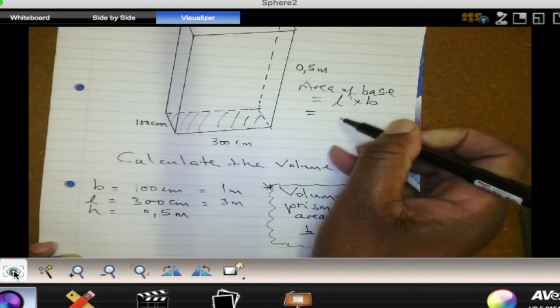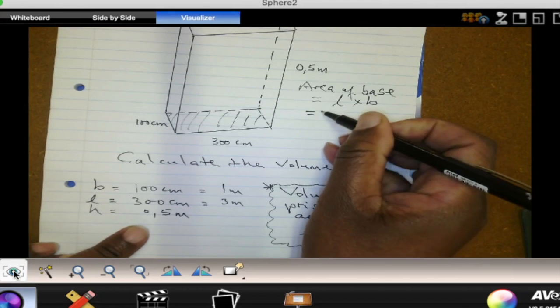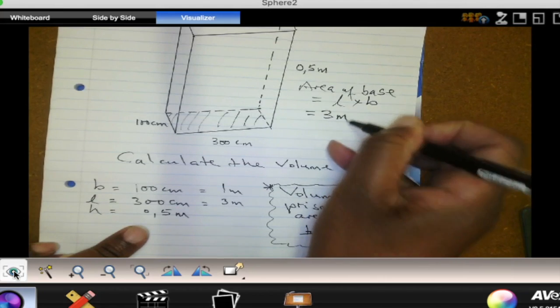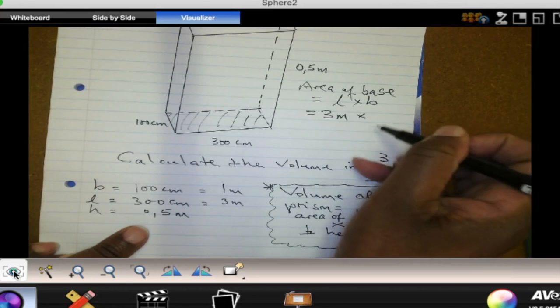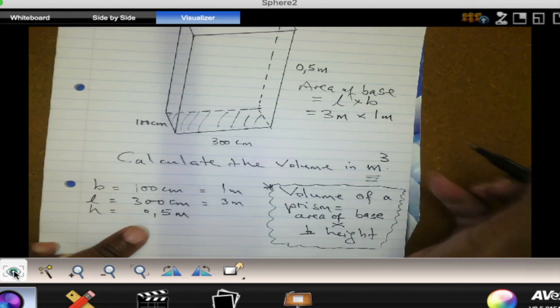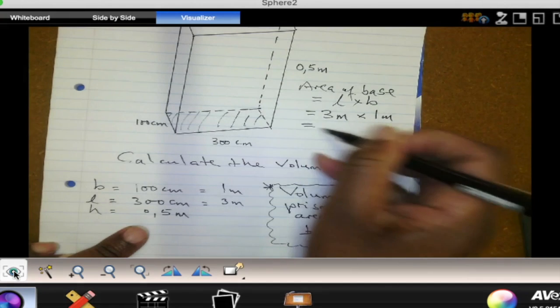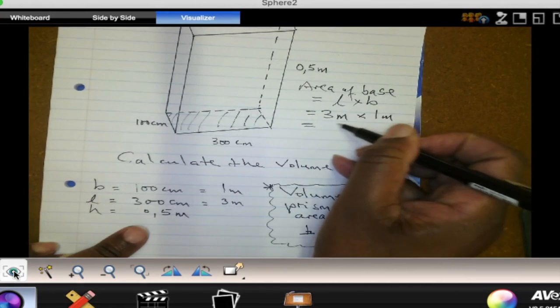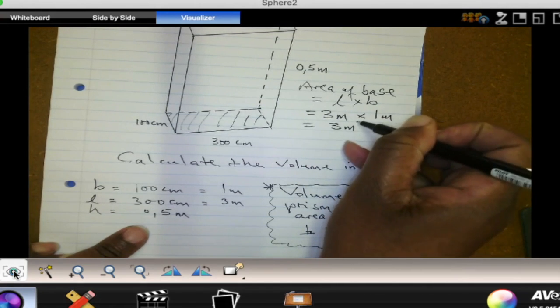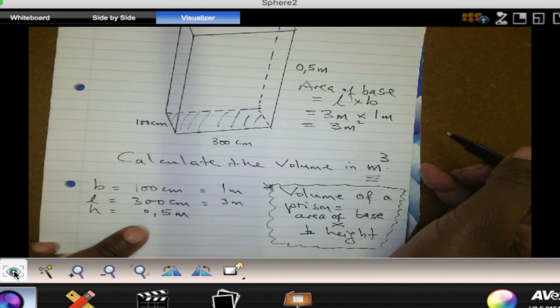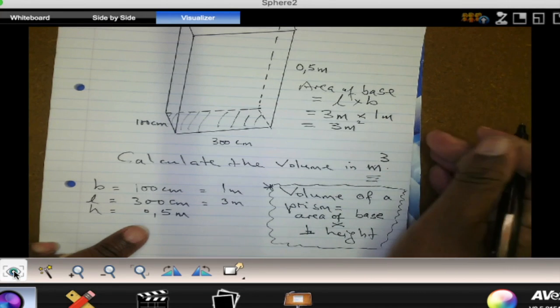So area of base in this case will be length multiplied by breadth, right? Because this is a rectangle, the length is equal to, we said, 3 meters. The length is 3 meters. And what is the breadth? 1 meter, right? And then what is 3 meters times 1 meter? 3 square meters, right? So this is the area of the base.